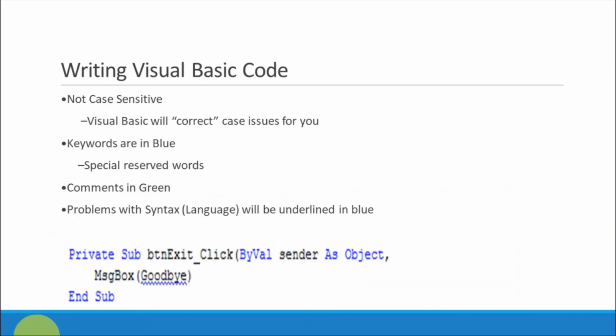Now, writing the Visual Basic code, we have to follow some rules. We should know some rules while writing the code. It is not case sensitive; Visual Basic will correct case issues for you. Keywords are always in blue. Special reserved words, like Private Sub, are in blue. Comments are in green. Problems with syntax will be underlined in blue, like this.